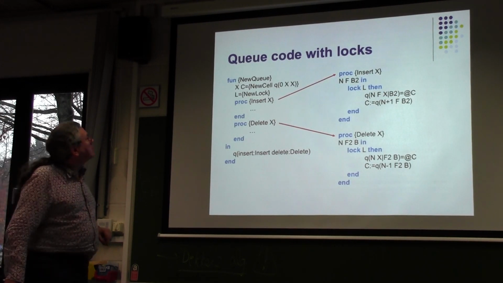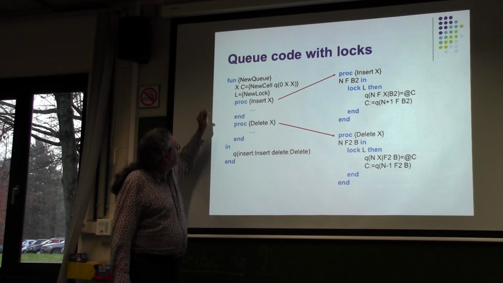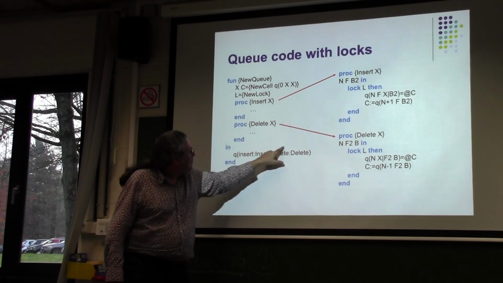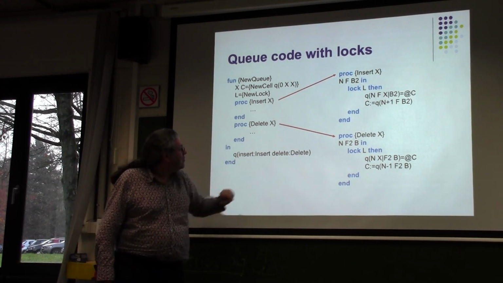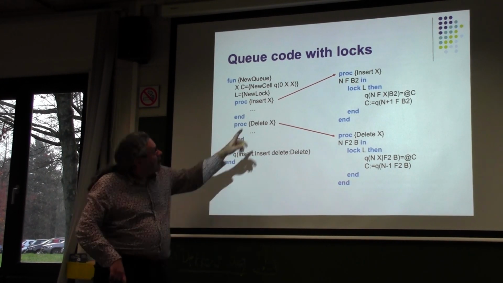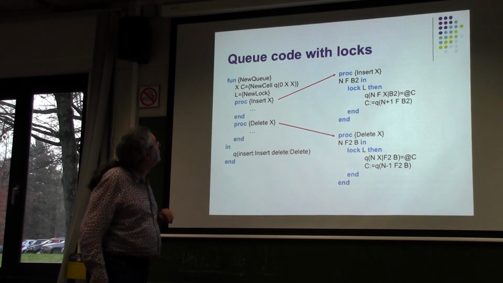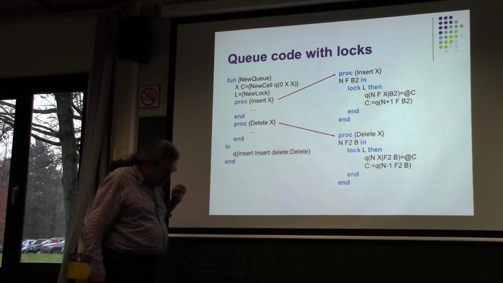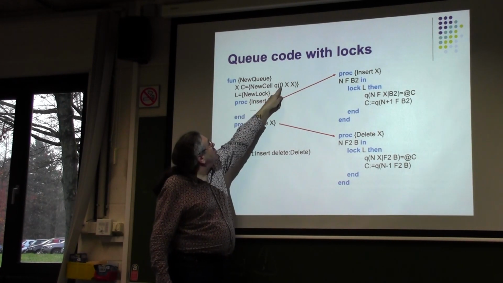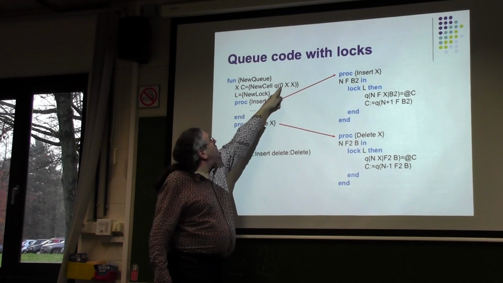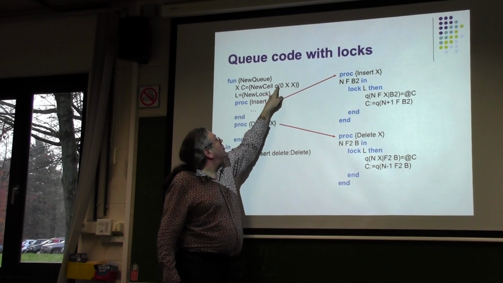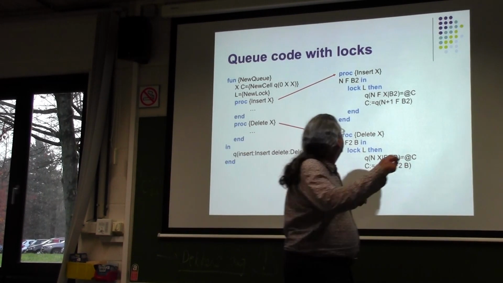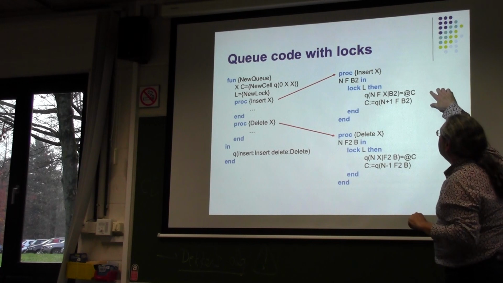Assuming we have locks, here's the new Q. This defines insert and delete, and you return this record here, which has these two operations, insert and delete, insert X and delete X, like I showed. Now here I have inside a cell and a lock. I will define a cell, so the original cell is going to have content 0#X#X, so that's an empty Q. And L is a lock. And here is how I define insert and delete.